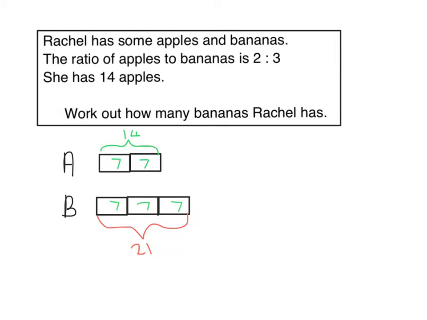You could have also done this. So apples to bananas is 2 to 3. I need to get to 14. What do I times by here? I times by 7. So I need to times by 7 here. I get 21. So 2 methods, very similar.